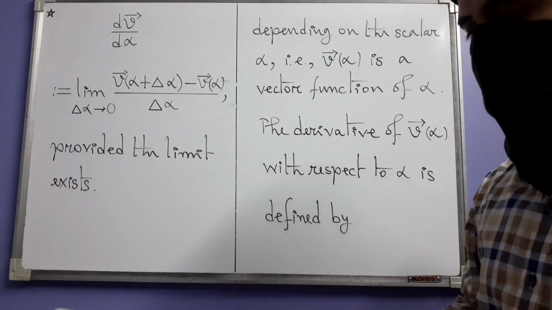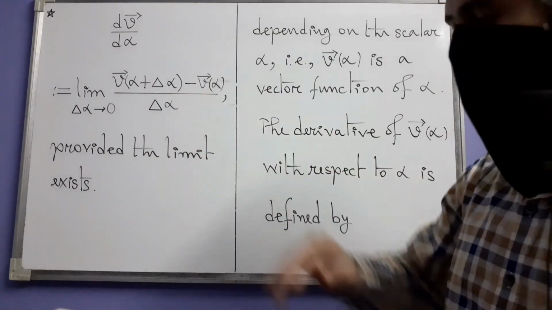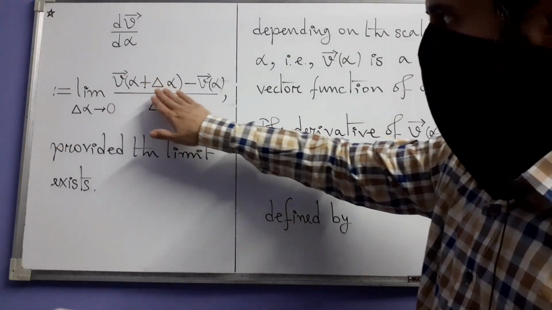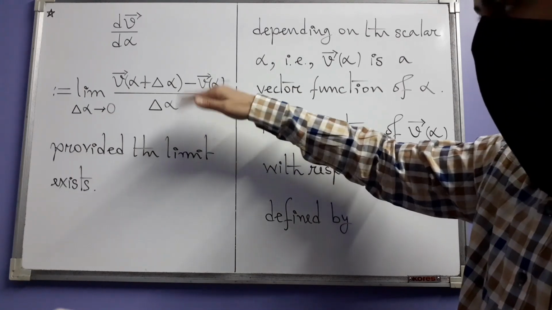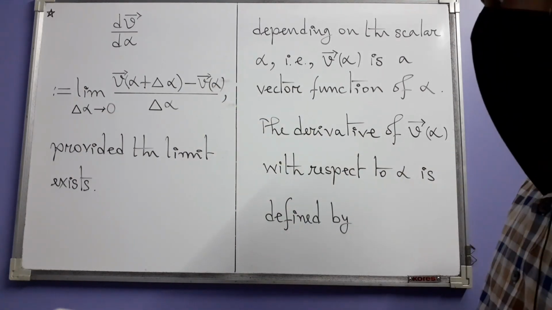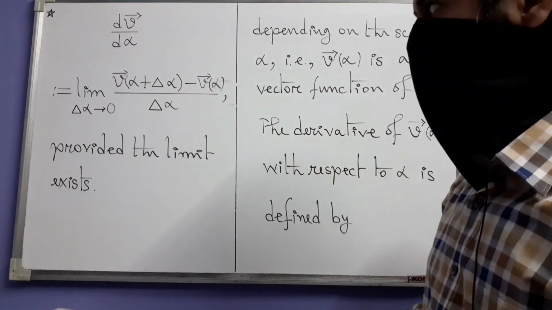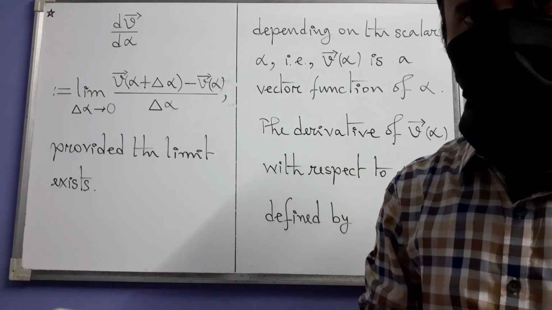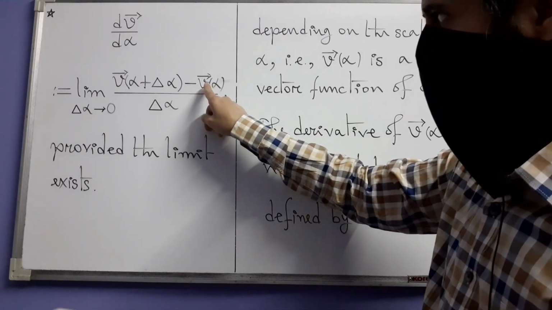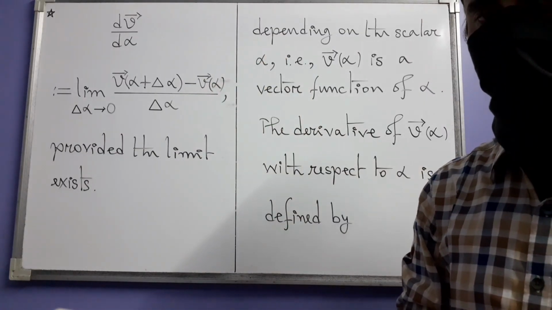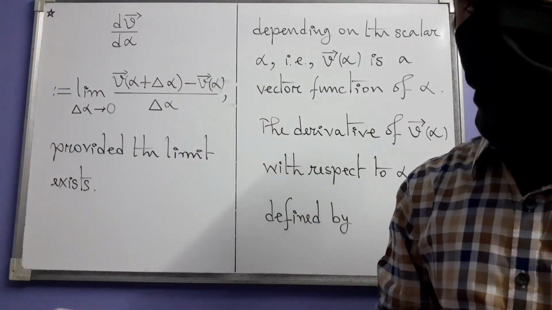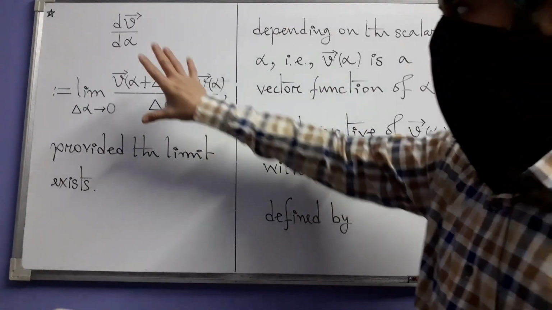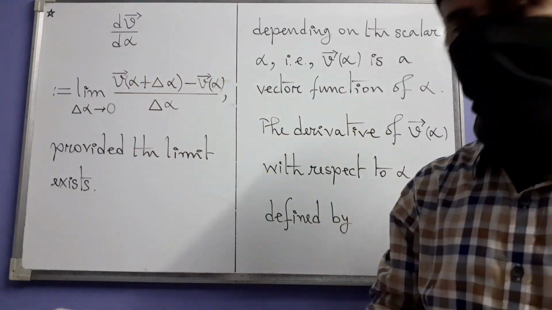Now let's look a bit more carefully at what this actually means. Let's forget about this limit for a moment. Let's look at this ratio. It looks like a ratio, so I am calling it a ratio. What do you see in the numerator? This is v of alpha plus delta alpha. That is a vector from which you are subtracting this vector v of alpha. That means the difference is a vector which you are dividing by this scalar delta alpha. That means this is ultimately a vector.